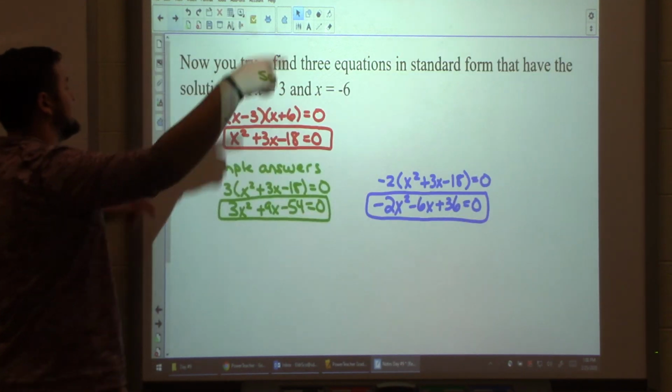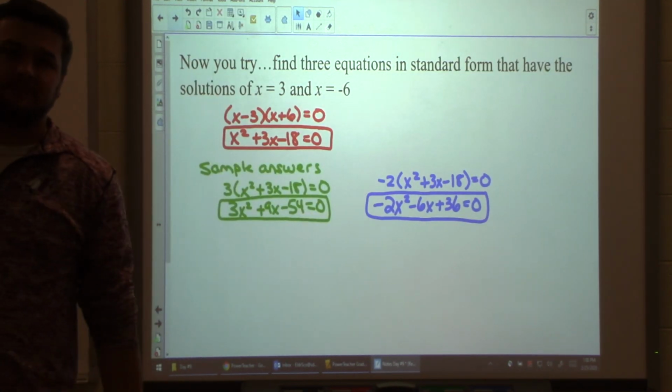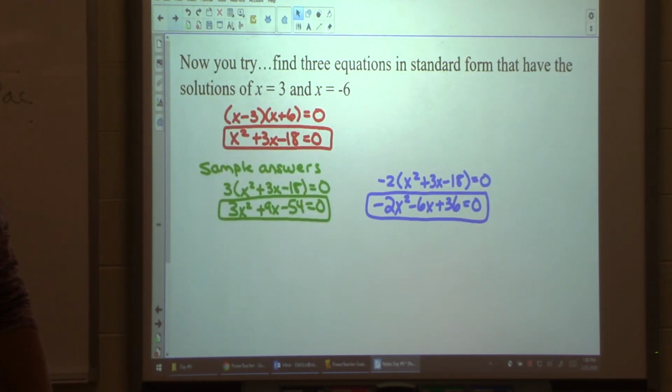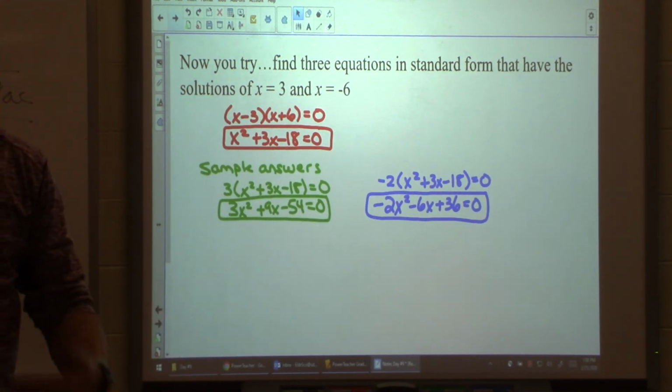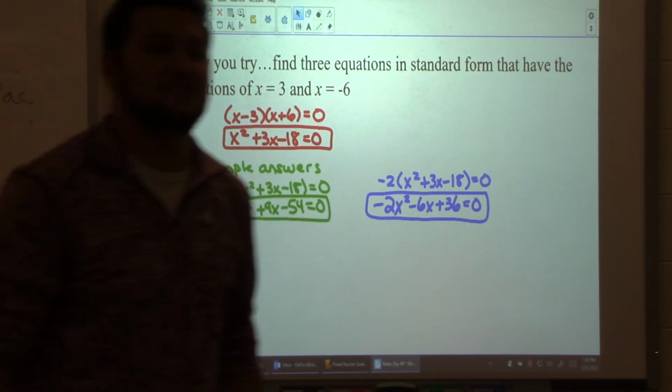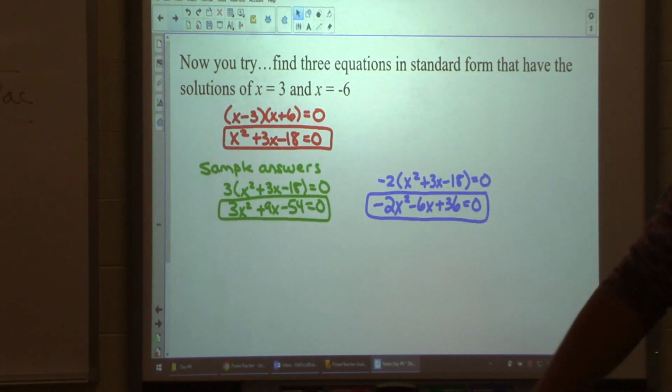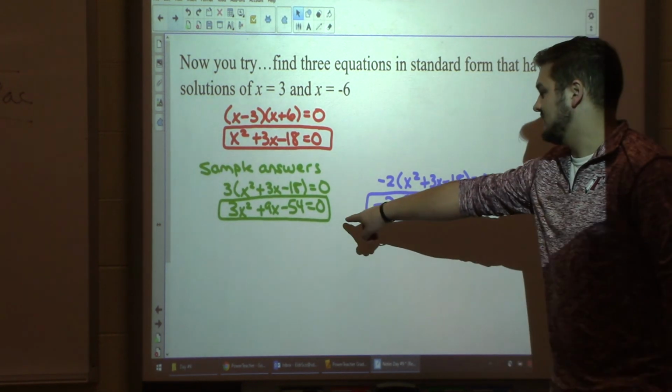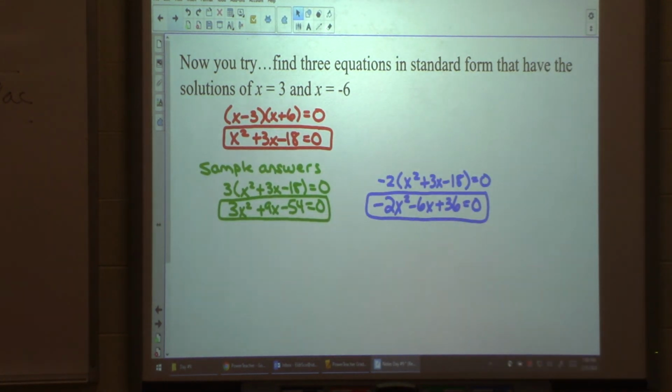All right, now I'll continue that second problem. The answers are up there, so that way when you're done, you can check your answers. Now, do you have to have the exact same two answers here? No, those are just two sample answers.